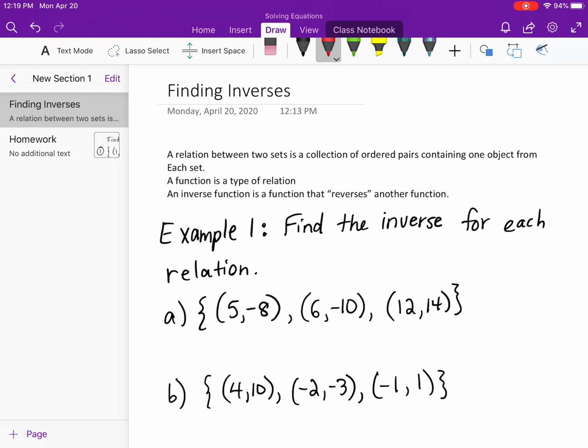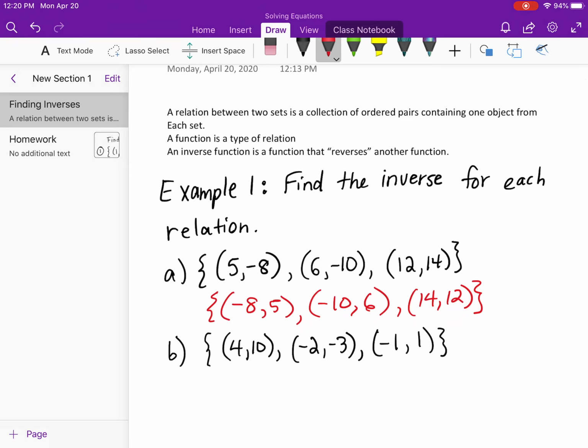Okay, so you can see in these problems I've got three ordered pairs, and all you have to do to find the inverse for the relation is just flip-flop the x and y values. So it's going to look like this. The inverse for my first relation, I'm just going to switch around the x and y values. So it'll be negative 8, 5, and then negative 10, 6, and then 14, 12. Okay, we seriously only just switch around the x and y values. You don't have to worry about changing any x or any negatives or any positives, nothing like that. Just flip the numbers. That's it.